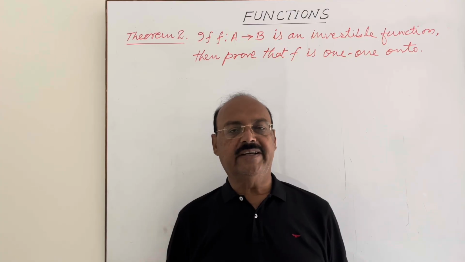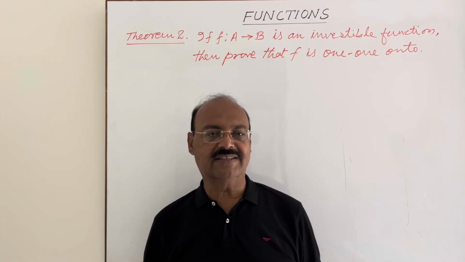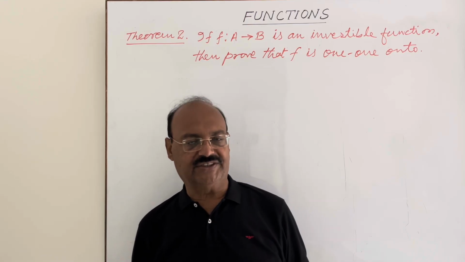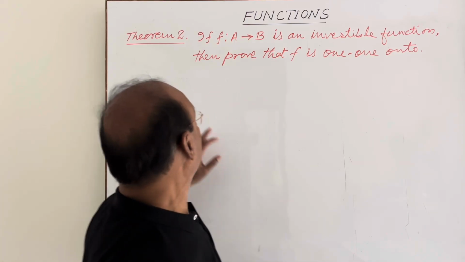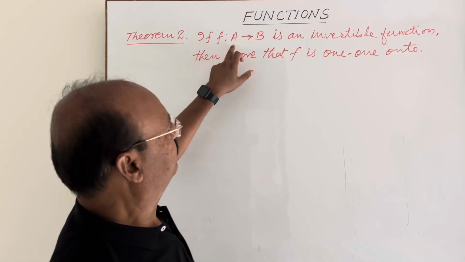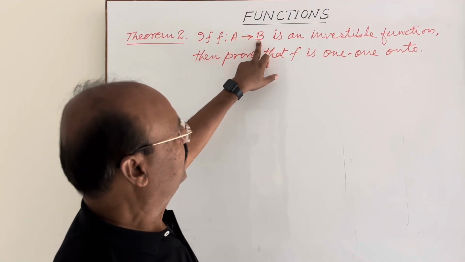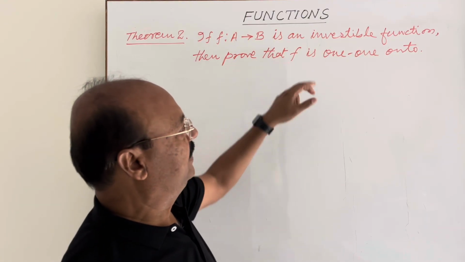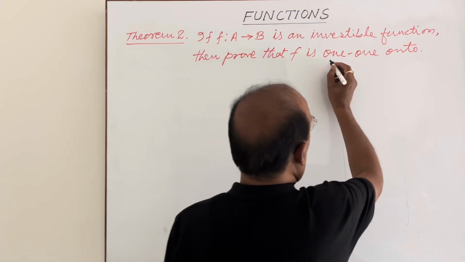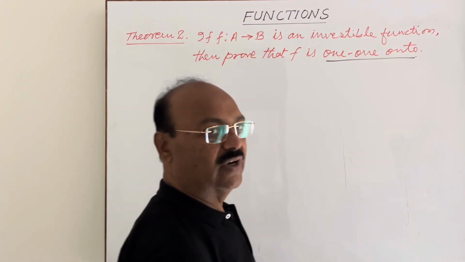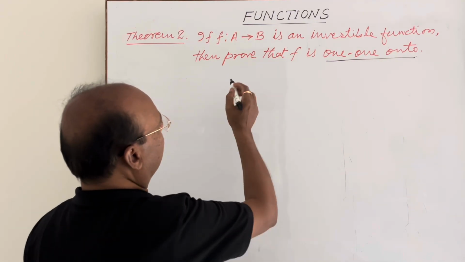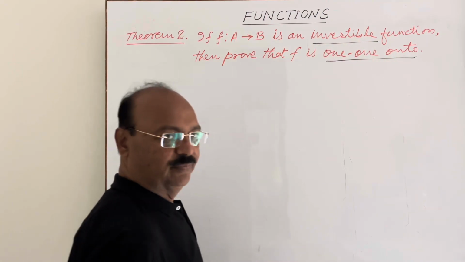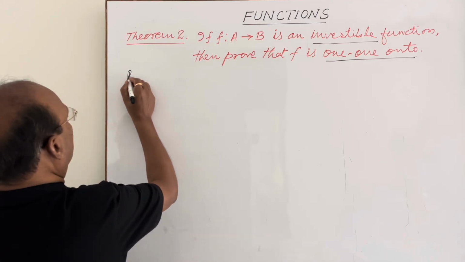Here we are discussing an interesting theorem from the chapter Functions. This theorem is based on invertible function. Theorem number 2: if f is a function defined from set A to set B which is invertible, then we have to prove that f is 1-1 and onto. It is given that function f from A to B is invertible. Let us see the proof here.